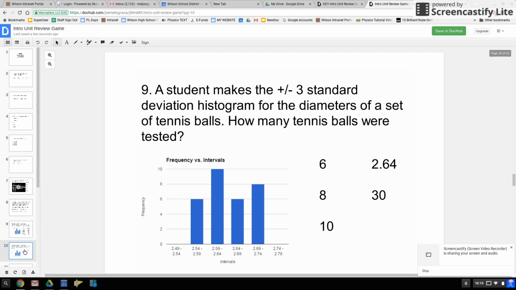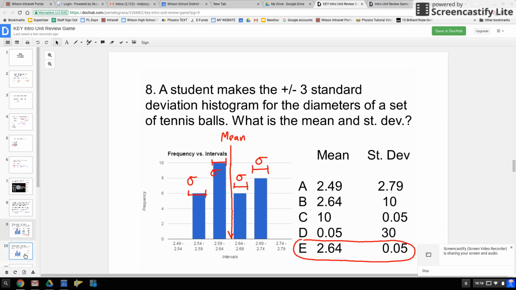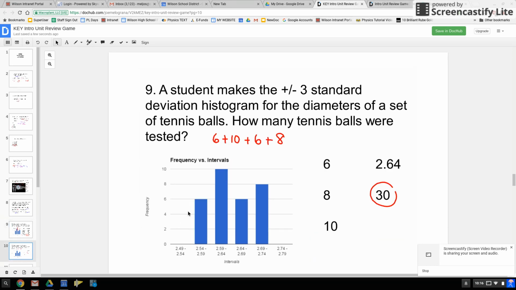Okay. Follow-up question, right? Same graph. How many tennis balls were tested? There'd be 30 of them. Just look at the frequencies, right? 6, 10, 6, and 8. There were 80 data points or 80 tennis balls tested.